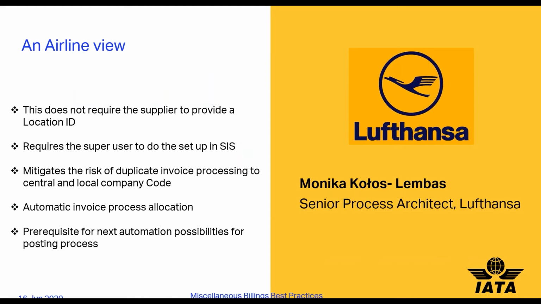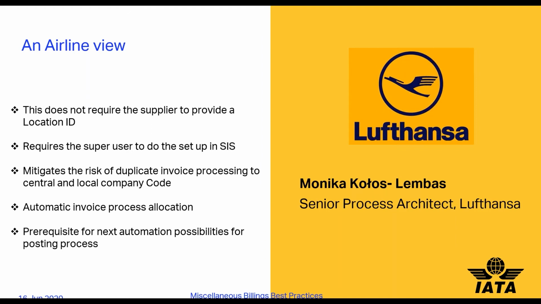Let me share some best practices we follow at Lufthansa. So far, we are using the location ID set up by country and not by the defaulted supplier, which is now available in the new functionality. The new one brings additional benefits: the supplier doesn't have to provide a location ID on the invoice. However, we must ensure a proper setup in the member profile in the SIS platform upfront. Looking forward to trying this one.